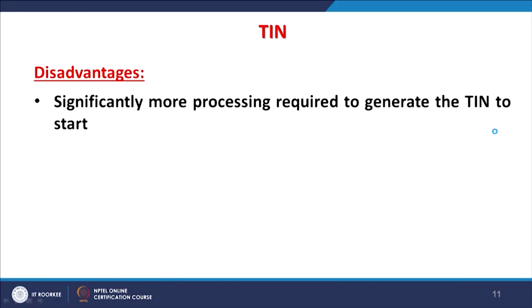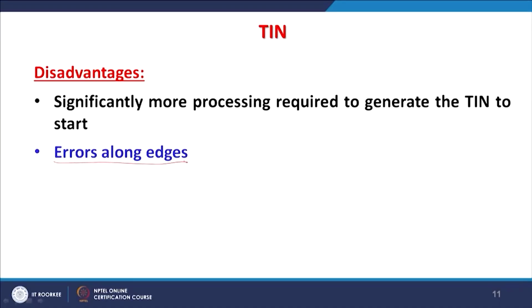and see what are the advantages and disadvantages associated with tin. So, the first disadvantage is that significantly more processing is required to generate the tin to start. If you have a very large number of mass points or input points, then it will take more time to generate the tin, because for every 3 points it has to satisfy the Boris-Delaunay theorem. And then this issue will also be there, errors along edges. Edges means the boundary of the overall tin or input points.